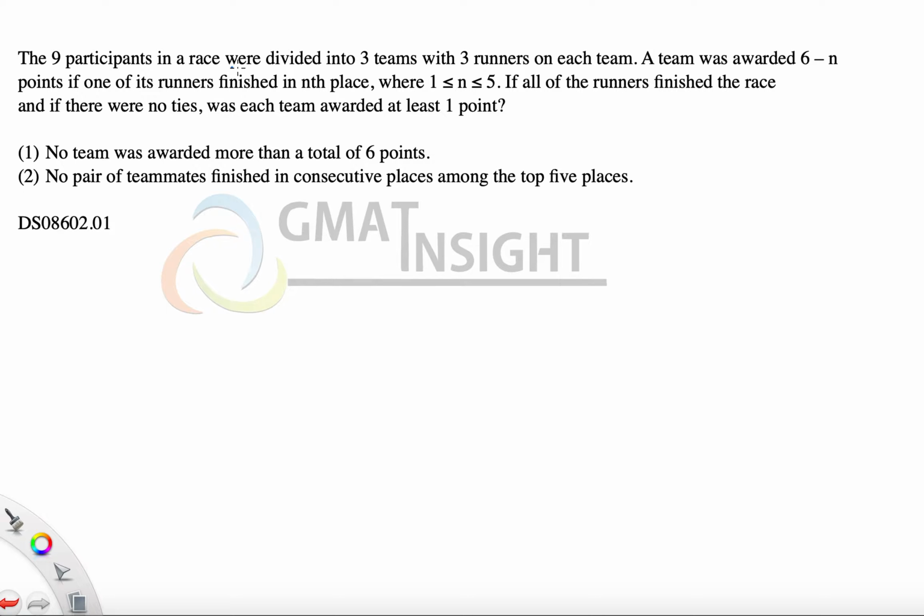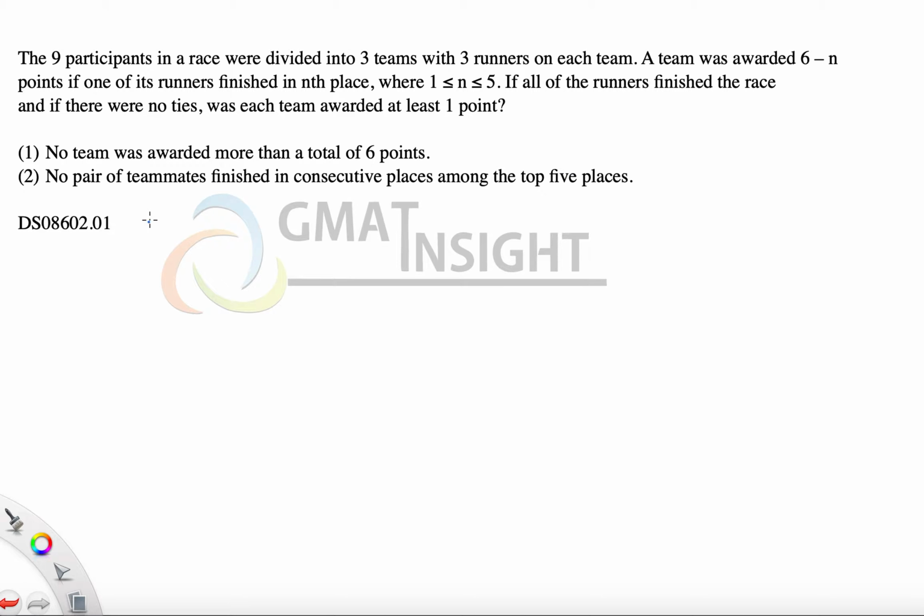Participants in a race were divided into three teams with three runners in each team. So there are nine participants. A team was awarded 6 minus n points if one of the runners finished in nth place, where n is from 1 to 5. So we have five positions.